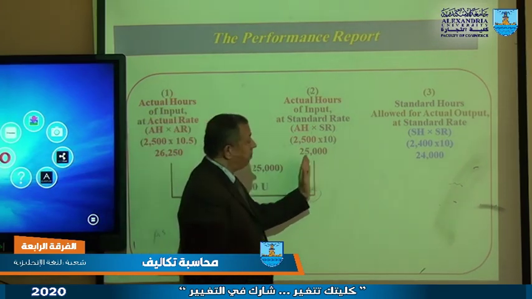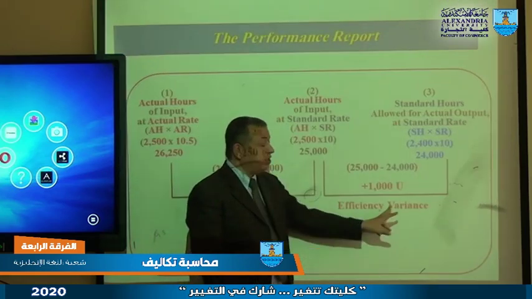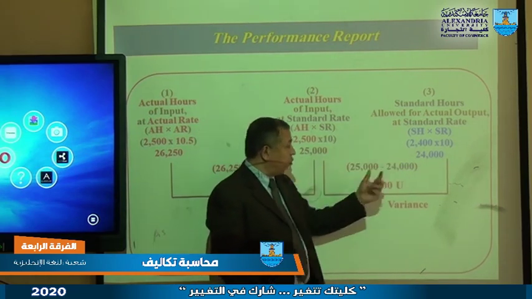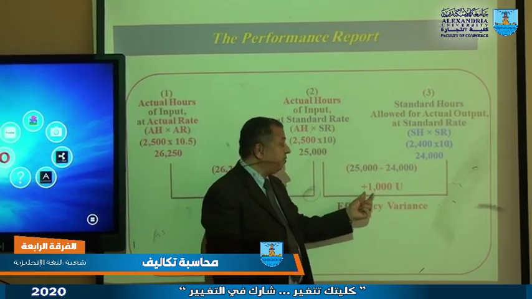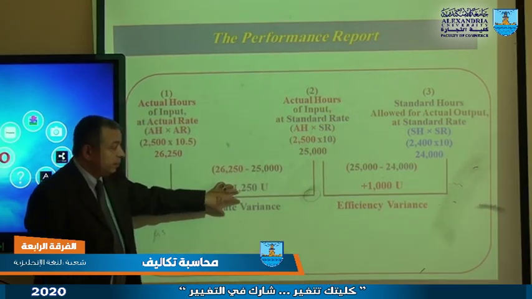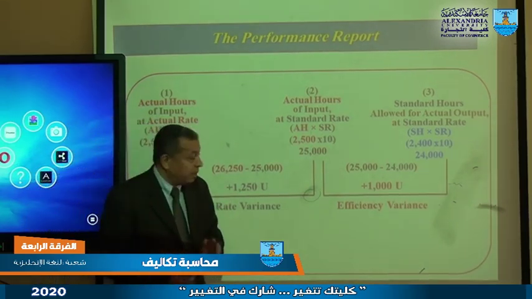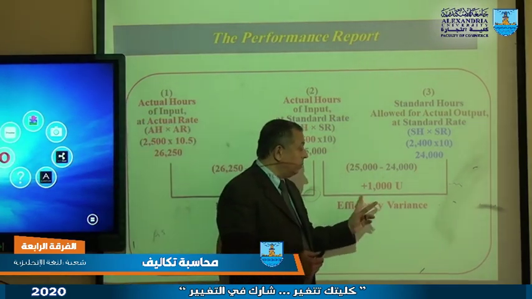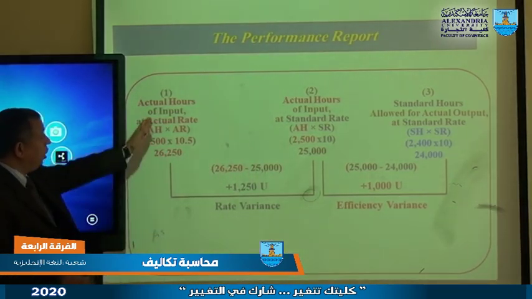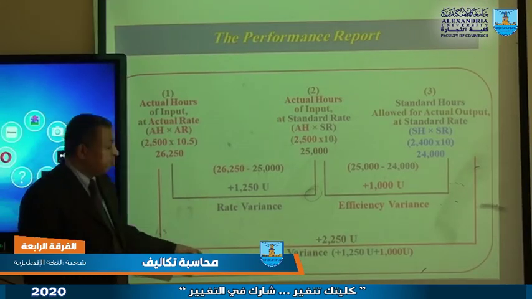The difference between 2 and 3, the name is efficiency variance. And the amount, here also 25 minus 24, equals 1,000. Positive means unfavorable. This is my rate variance, the variance related to the difference between rates, and the efficiency variance, related to the difference between hours. If I compare 1 and 3, I get the total variance.